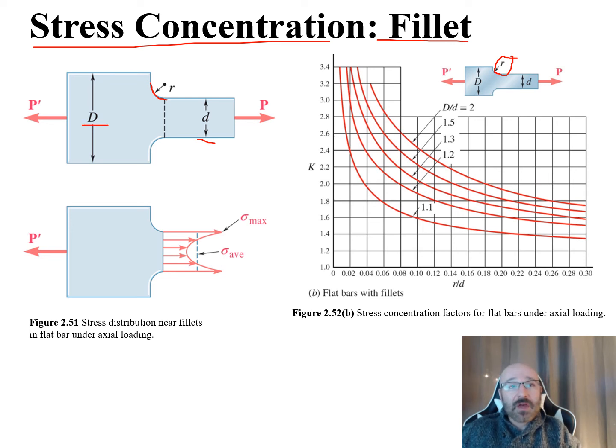We have the width of the head here, and we have the width of the cross-sectional area of the specimen right there. And then we have the radius of our fillet over here. Then we can see we're pulling this in tension.